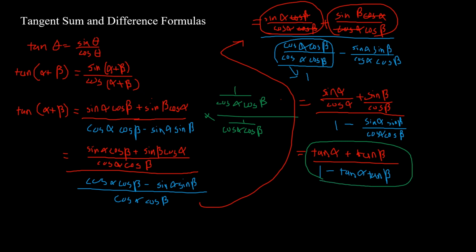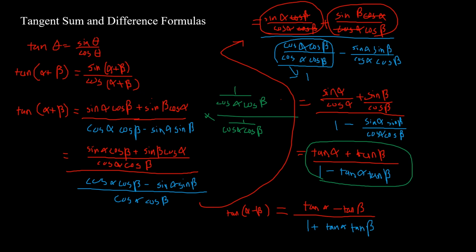Now we can do a similar thing for the difference formulas, and we can pretty much just switch the signs, and we're also going to get that tangent alpha minus beta is going to be equal to tangent alpha minus tangent beta all over 1 plus tangent alpha tangent beta.